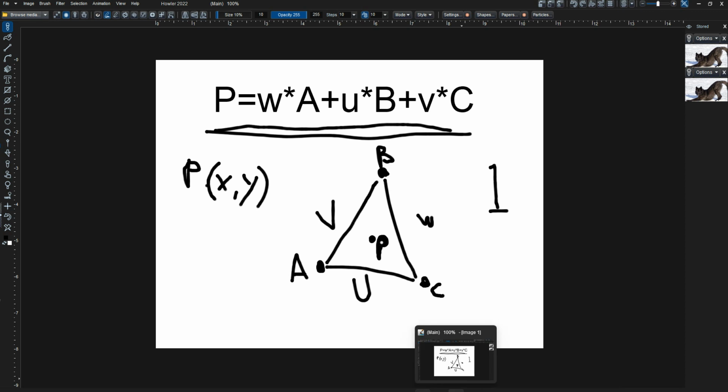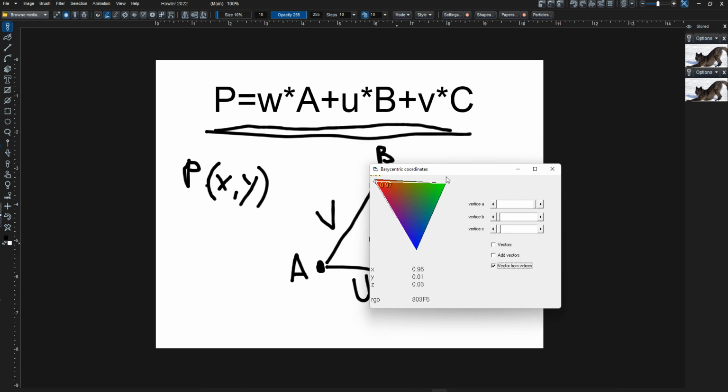All right, so going back to our little application here, turn this off for a second. Like I said, if the weight of this point is all the way over here, then we'll get this point ending up over in that corner. If the weight is all the way over here, we'll end up all the way over there. And if the weight's all the way over here, we'll end up down there. But if the weight is some value, 1/3 of each, then we'll end up right in the middle.